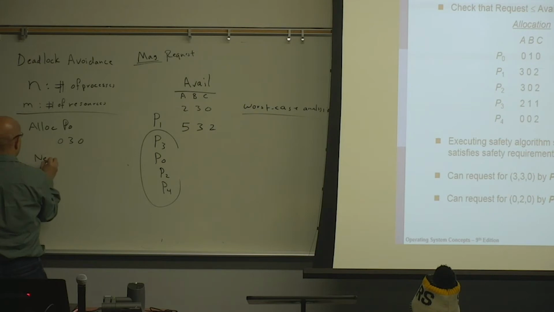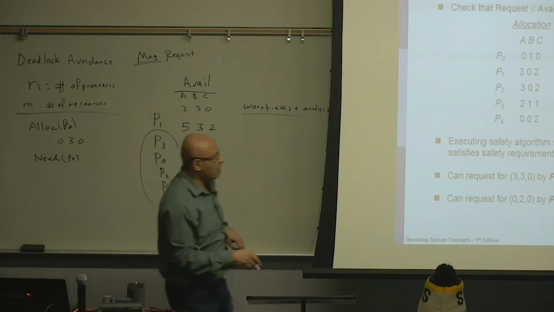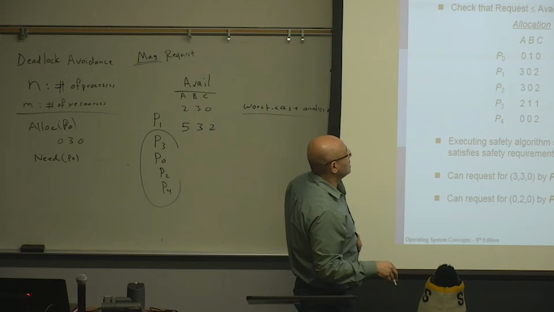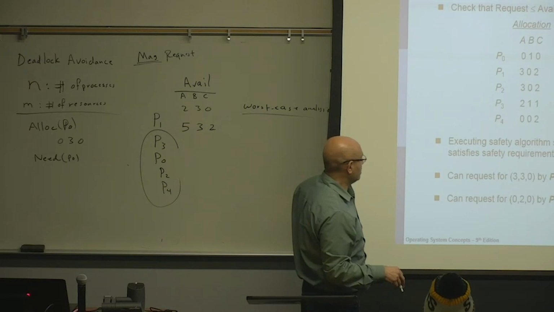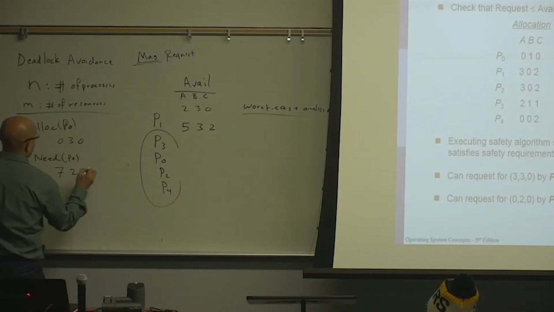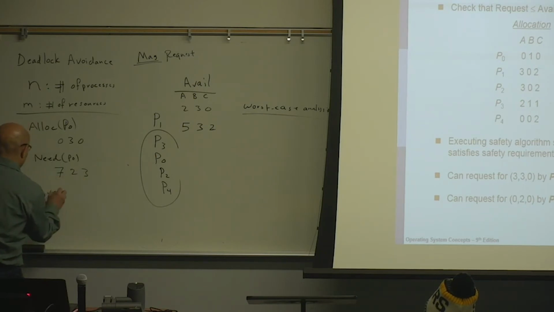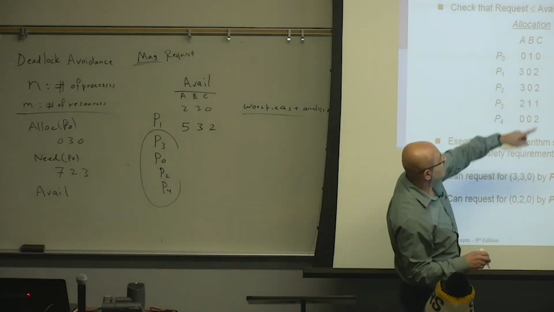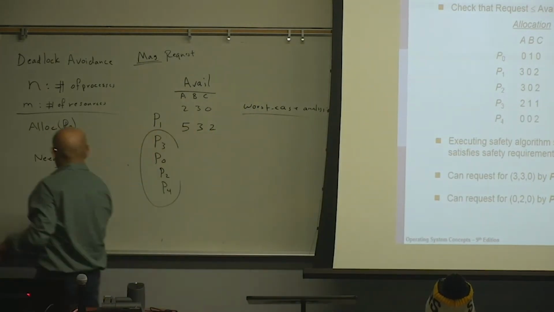and the need of P0 becomes, what will it become? 723. So you're subtracting this from this. So the need will become 723. Now what is available now? What will the available become? So you need to subtract 2 from 230, so it will become 210.